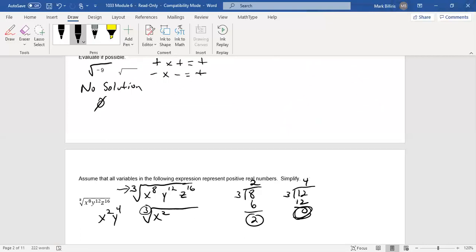So the last is the z. It's z to the 16th. So I put my exponent, which is 16, with my index, which is 3 in this case. So 3 goes into 16 5 times. 5 times 3 is 15. That means we have a remainder of 1. So I can take out 5 factors and I have 1 that remains underneath. And again, I don't show this exponent as a part of my answer, but it's understood.